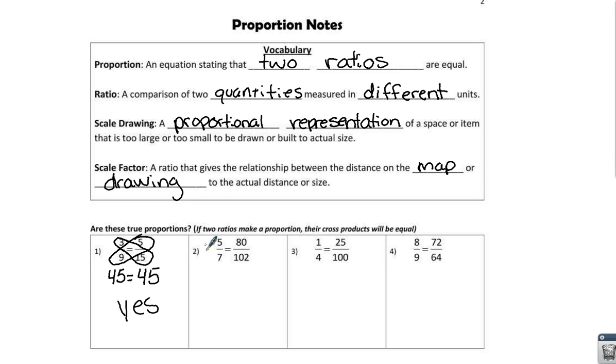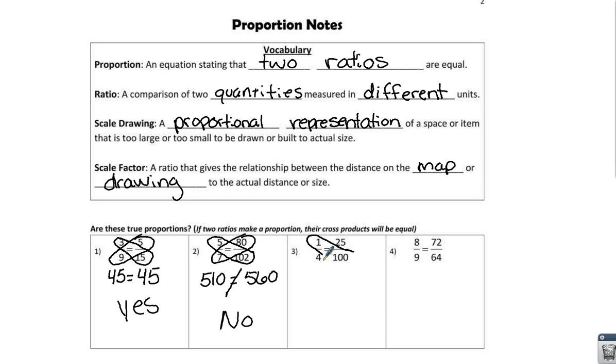Okay, now moving on to number 2. Again, we're going to cross multiply. So we're going to do 5 times 102 first, and that is 510. And that's going to equal whatever 7 times 80 is. And 7 times 80, you can type it in your calculator, is 560. And this is not true. So we draw this line through it saying it's not true, and we're going to write no, it is not a proportion.